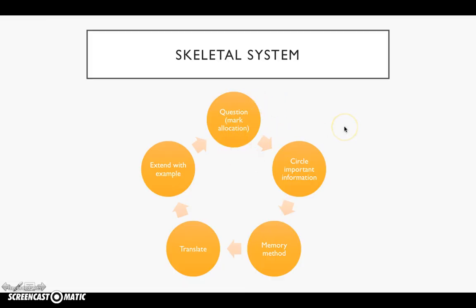Again, when it comes to exams, we need to get this question. So look at the mark allocation. Is it worth a mark, 2 marks, 3 marks, 4 marks, and so on? Circle important information. If it's talking about adaptations of something, circle adaptations, that's important. Memory method, can you think of the memory method we use to remember that? Translate the memory method. Can you extend with an example?